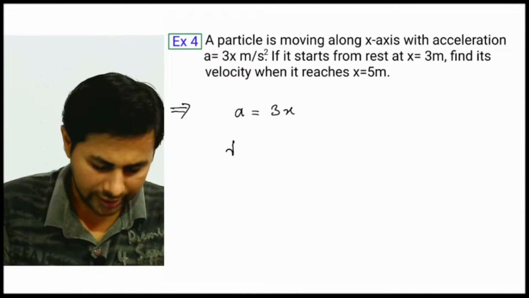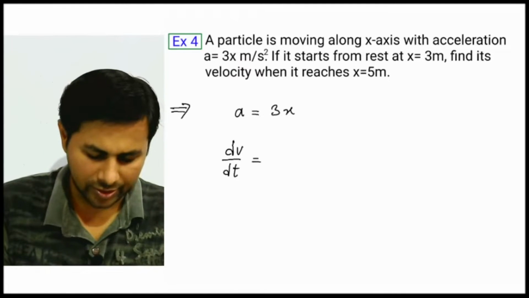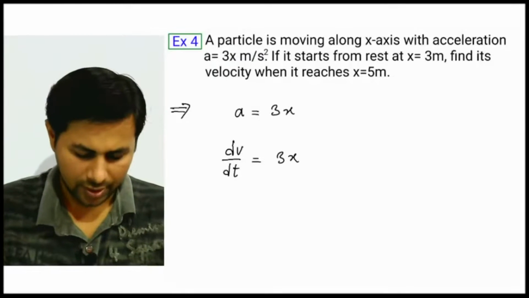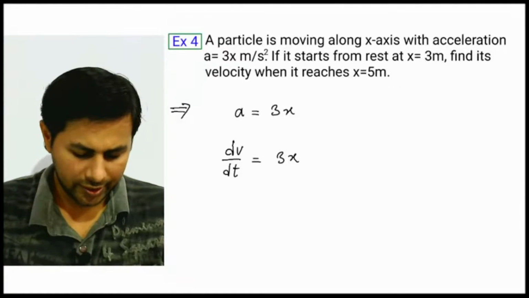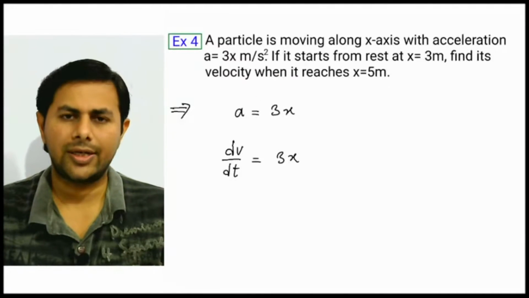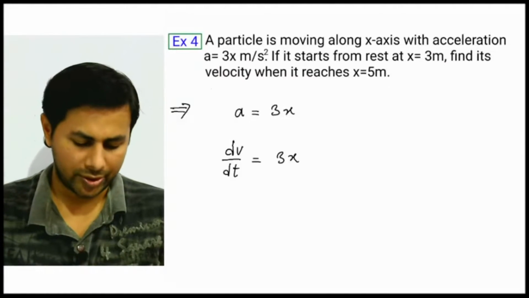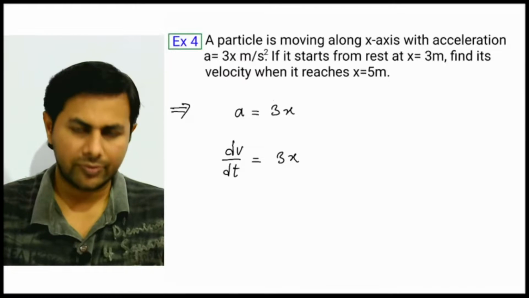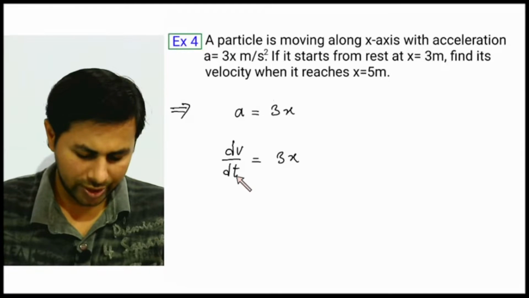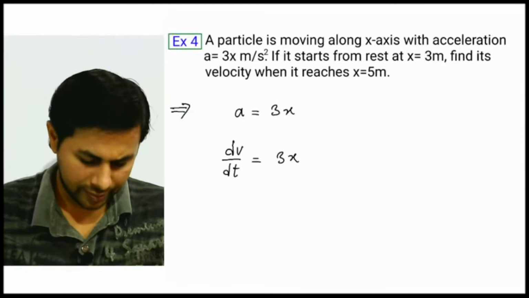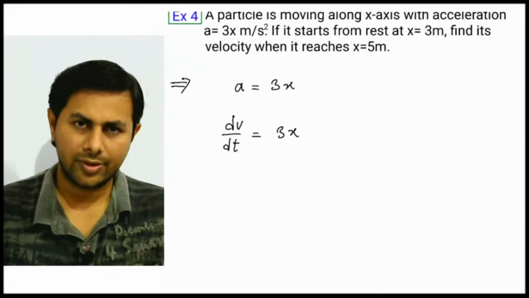So how can I write acceleration? What is acceleration? It is derivative of velocity with respect to time. Okay, so I can write dv by dt equals to 3x, but in question we want relation between what? Velocity and the position, because question is find out velocity when it reaches some position. Okay, the position x equals to 5 meters. So we don't need this time. Okay, so we replace this variable time with position.